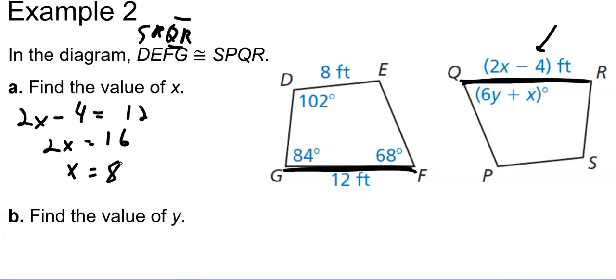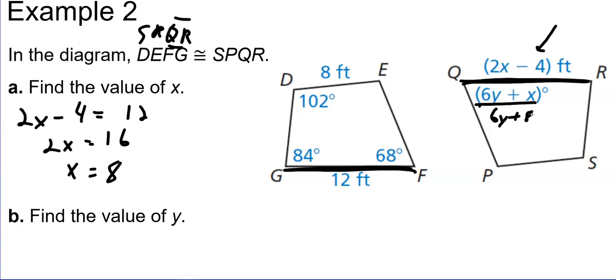Find the value of y. Well, y corresponds to this angle here. There's also an x in there, but we know what x is. So we can rewrite this as 6y plus 8, because we know x is 8.